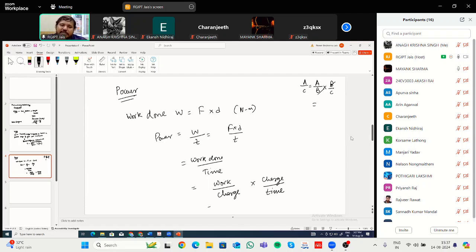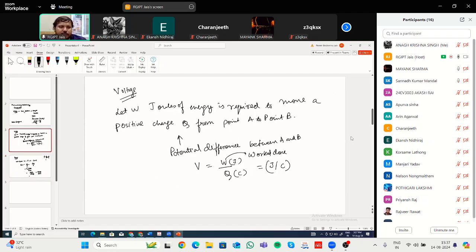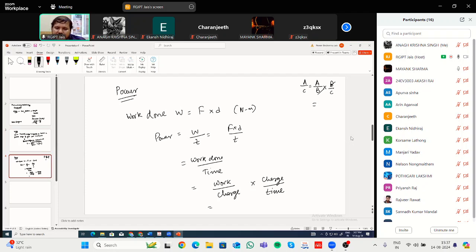What is work divided by charge? Work divided by charge is nothing but voltage, multiplied by charge divided by time, dq by dt. Amount of charge divided by time, dq by dt, that means current. So power you can also write as V multiplied by I. The unit of power is watt.